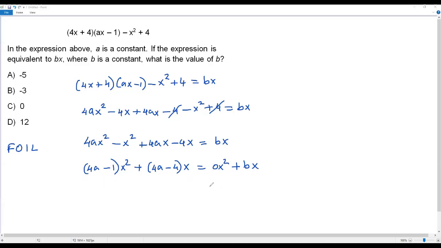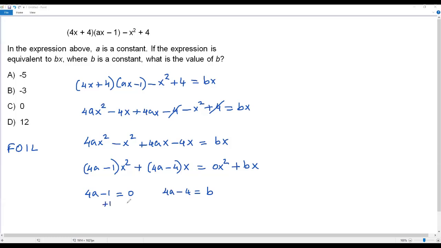Okay, now the expression on the left side and the expression on the right side are equal. Whenever two expressions are equal, the coefficients of like terms must be equal. So what is the coefficient of x² on the left side? It's 4a - 1. What is the coefficient of x² on the right side? It's 0. So it can be equated to 0. What is the coefficient of x on the left side? It's 4a - 4. What is the coefficient of x on the right side? It's b. Okay, now our aim is to find the value of b. For that, we have to know the value of the constant a. So we can solve for a in this equation.